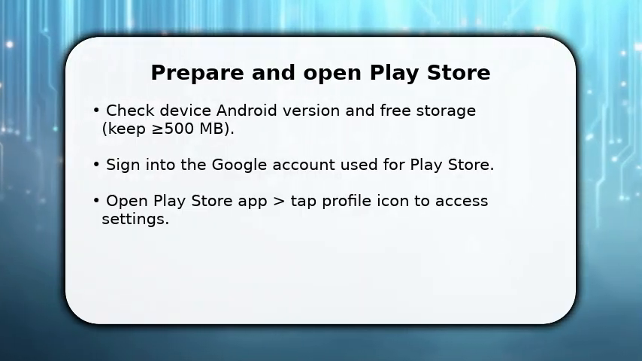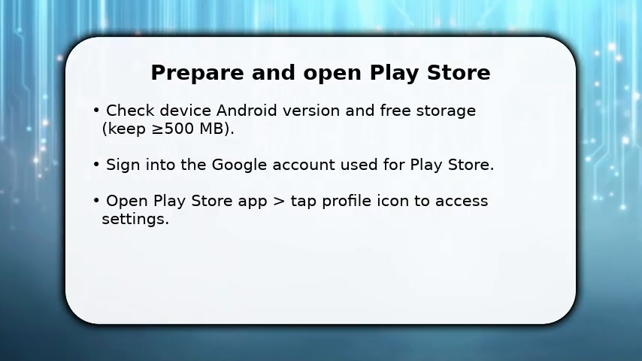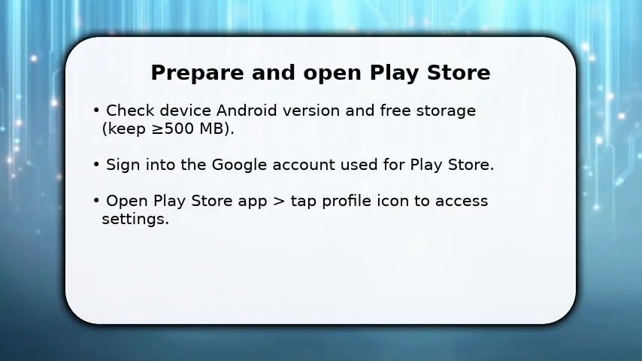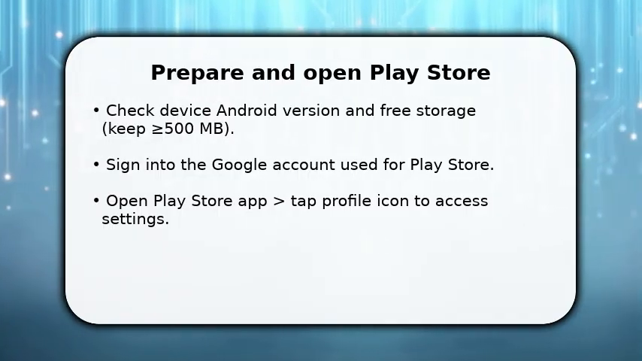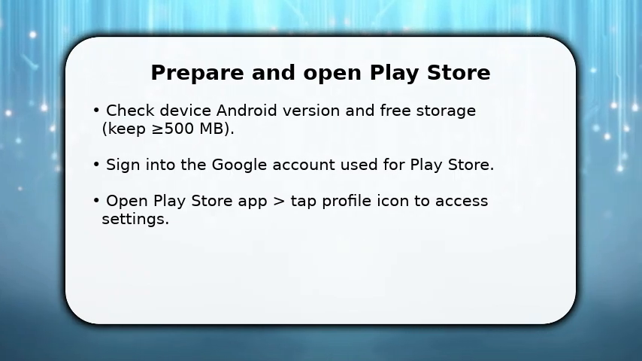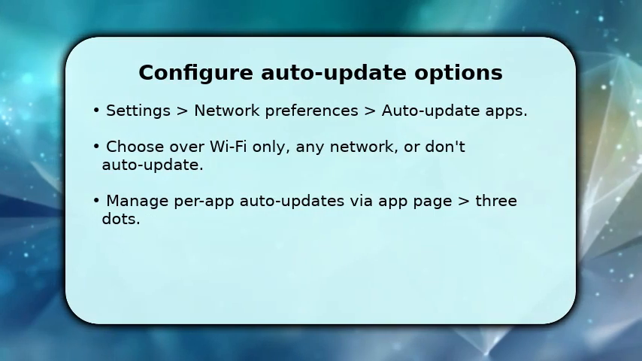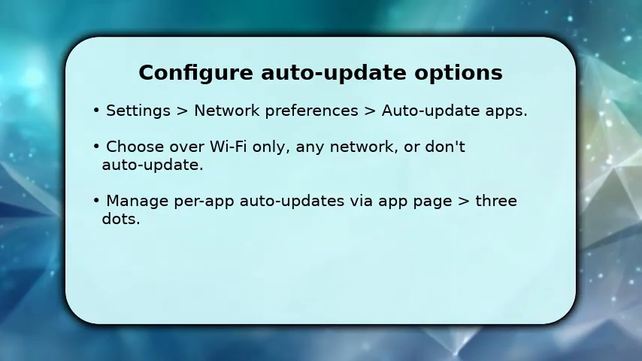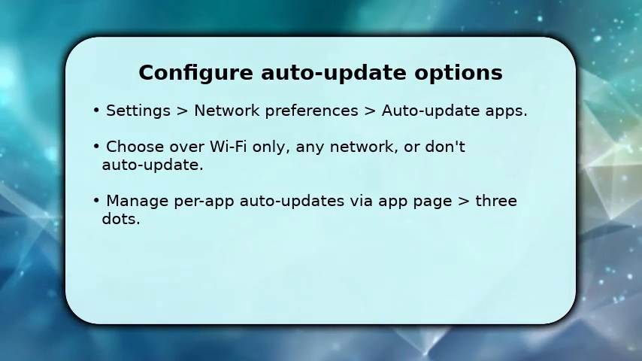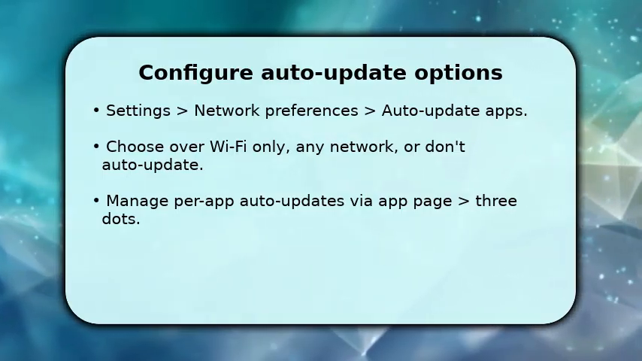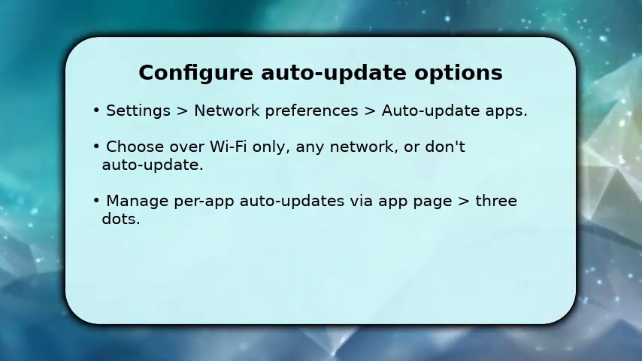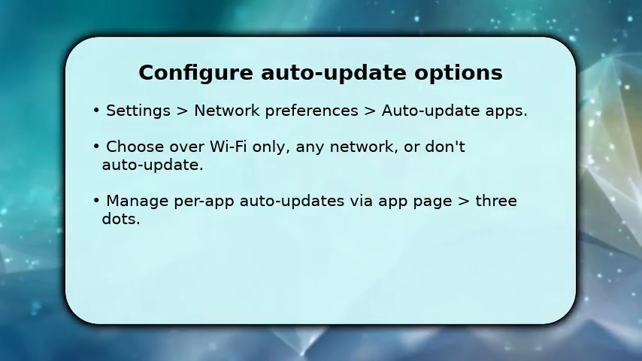This initiates the targeted flow so you can change update behavior instead of waiting for random updates that consume data or battery. You'll navigate Settings to Network Preferences, then Auto-Update Apps, because that choice controls global behavior. Choose Wi-Fi only to save mobile data, any network if you want instant installs, or don't auto-update to handle updates manually. Then make sure to manage exceptions.